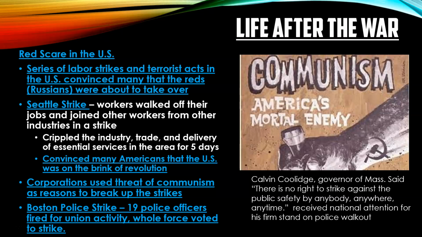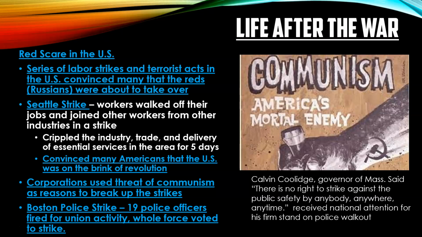This convinced many Americans that the United States was on the brink of revolution. So what we're afraid of is that we're not 100 but 150 years removed from the Revolutionary War. Is it going to happen again? Or are we going to have another uprising? Many corporations use the threat of communism as a reason to break up the strike, so they could say that these are communists, they're trying to destroy our economy. Well, then the government gets behind it, and then it doesn't look so bad that you're trying to stop these people from advocating for better rights for their wages, better rights for benefits, things of that nature.